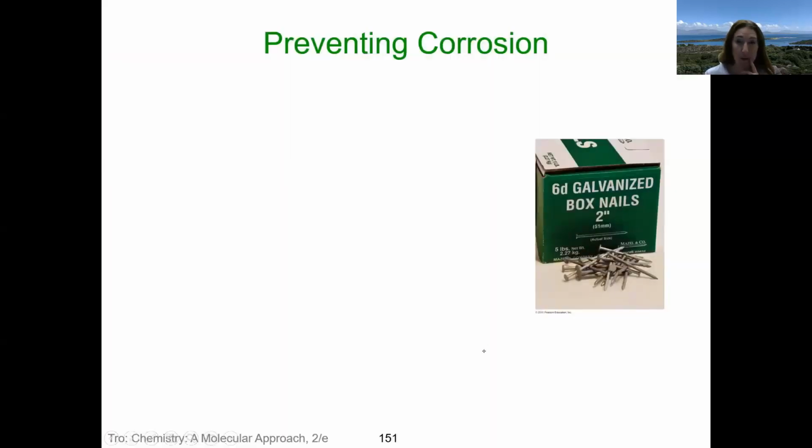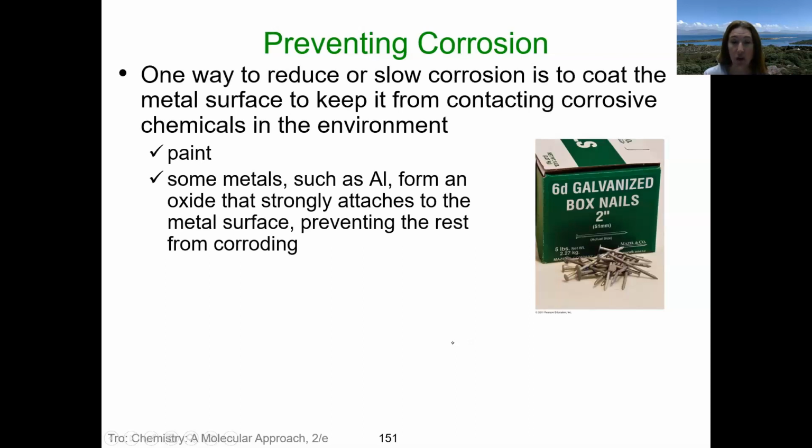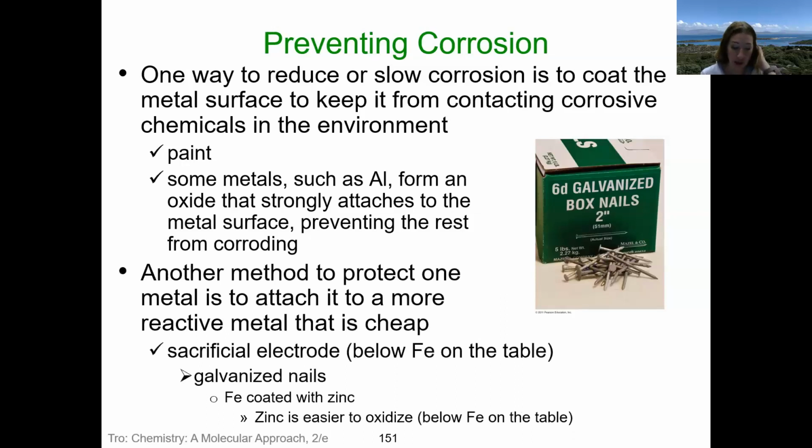Now, how do we prevent corrosion? One way to prevent corrosion or to slow it down is to coat the metal surface, right? Sometimes we use paint for this, or again, aluminum, when it oxidizes, it's actually stronger. Did you know that we figured this out with nails? If you ever look at a nail, they're shiny, but really a nail is iron. But then nails rust. Ever seen a rusty nail? Because if nails were only iron, they would rust.